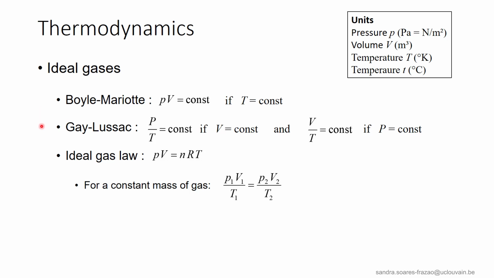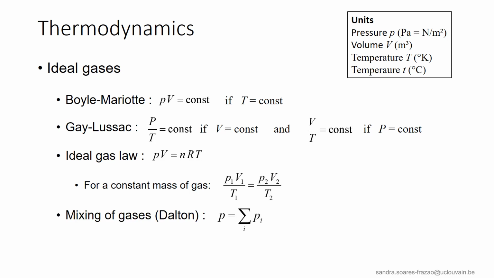Then, if the temperature changes, the pressure varies according to this expression for a constant volume here, and we have a similar expression for the variation of volume if the pressure remains constant. This leads to the ideal gas expression that can be transformed like this for a constant mass of gas.